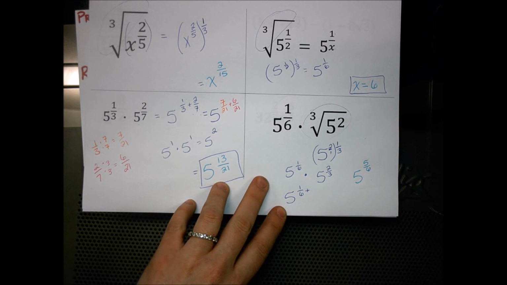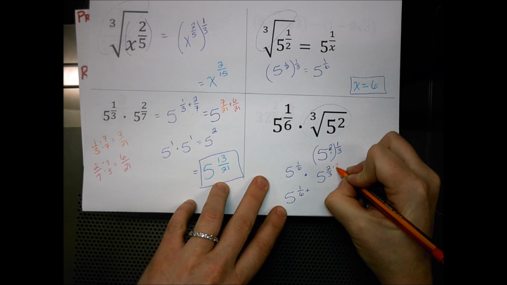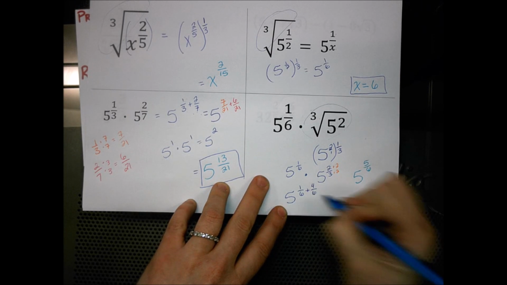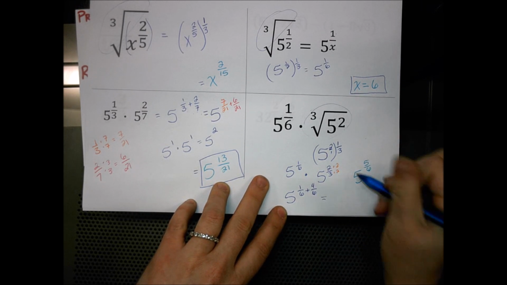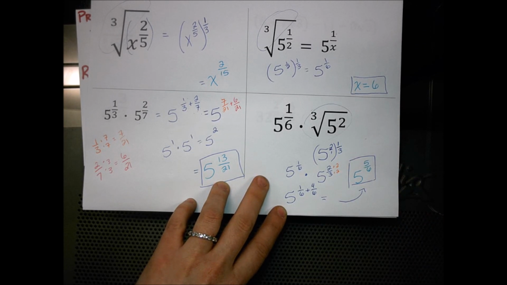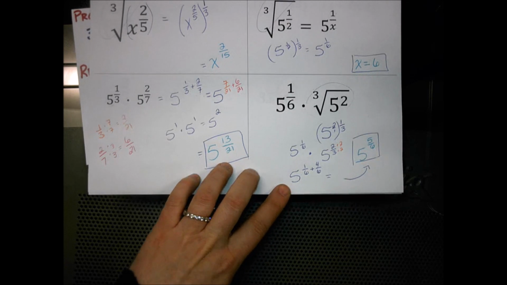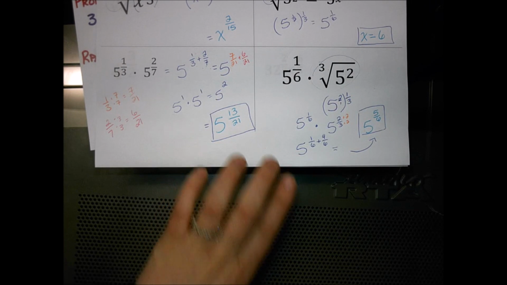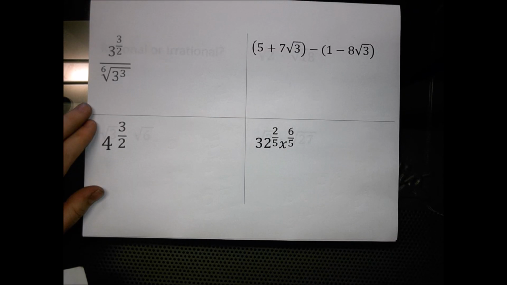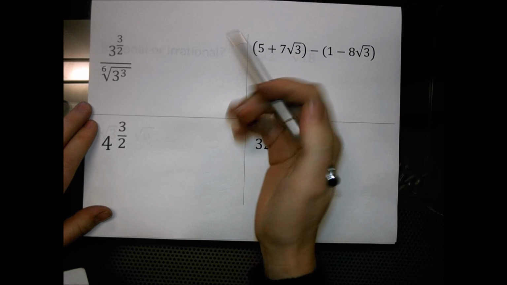Just do the 2 to the third times 2. Good. Multiply this by 2, and I get 4/6, which gives me 5/6. 5 to the 5/6. Questions on the second two? Okay.